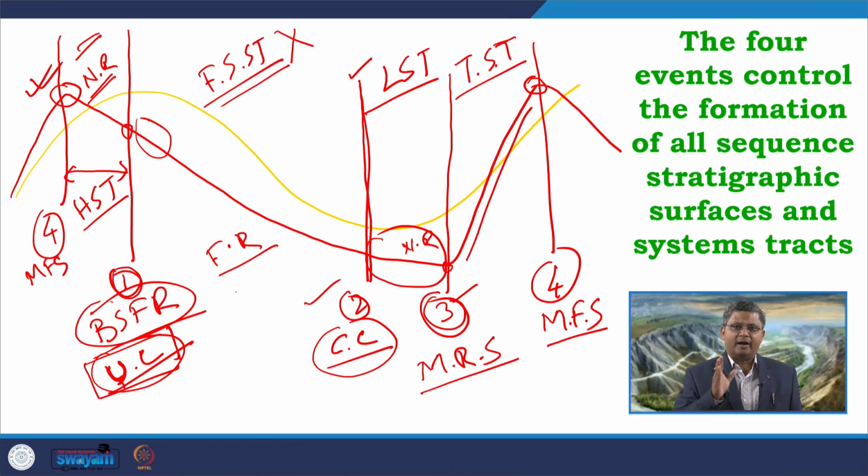So, if I want to identify these systems tracts, they are commonly interpreted based on the stratal stacking patterns. As I have told you, when I am talking about the TST, it will always show a retrogradational stratal stacking pattern. It will always show a fining upward stratal stacking pattern. When I am talking about an HST, which is forming under normal regressive condition, this will show an aggradational with progradational stratal stacking pattern. When I am talking about the LST, low stand systems tract, it will show a progradational stratal stacking pattern.